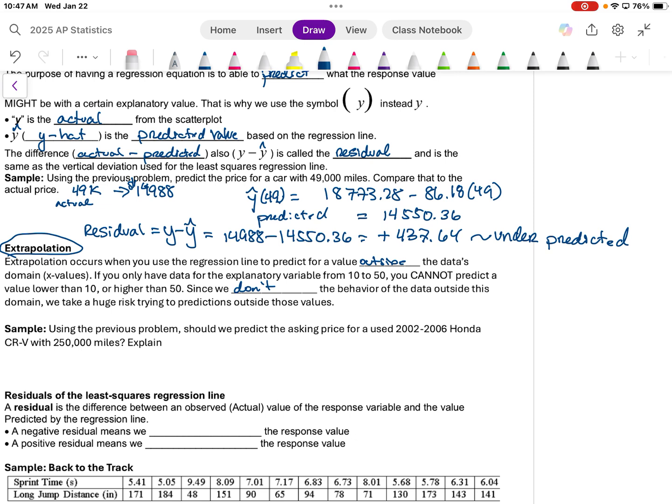Okay? And they had an example for us to do here of saying, okay, what if we use that equation and we did it for a Honda car that had 250,000 miles driven?